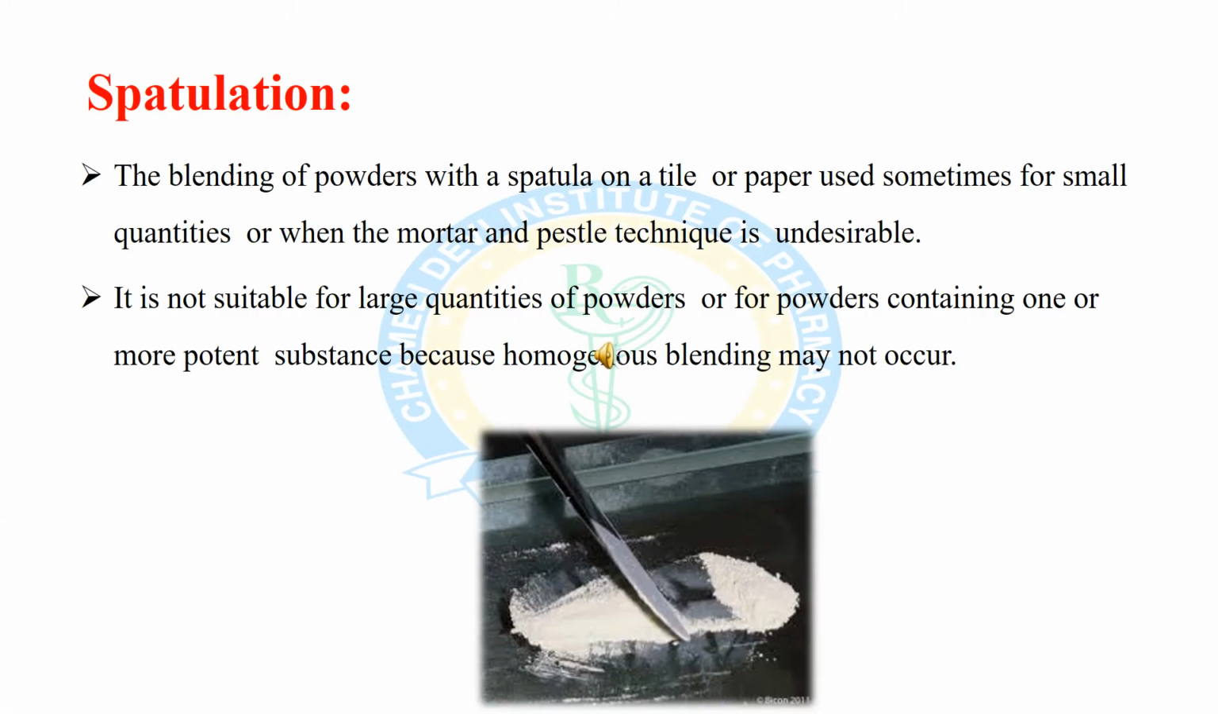Now the first method of mixing is spatulation. This method is used at laboratory level or small scale. In this method, mixing of powder is done by the movement of a spatula on a tile or paper, used sometimes for a small quantity, or when the mortar and pestle technique is undesirable. Mixing of powder is done by the movement of a spatula throughout the powder on a sheet of paper or on a porcelain tile.